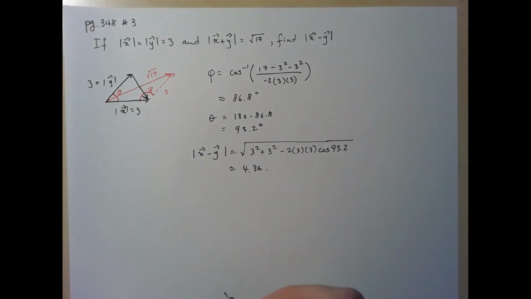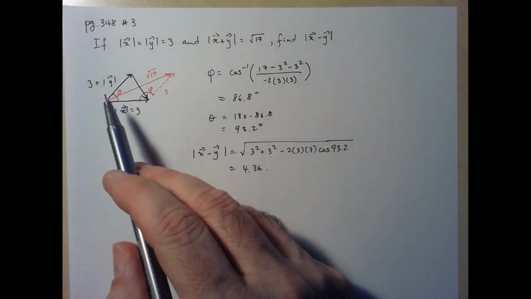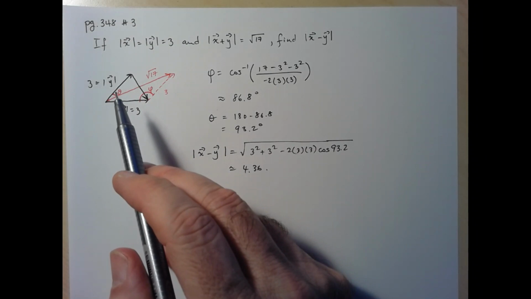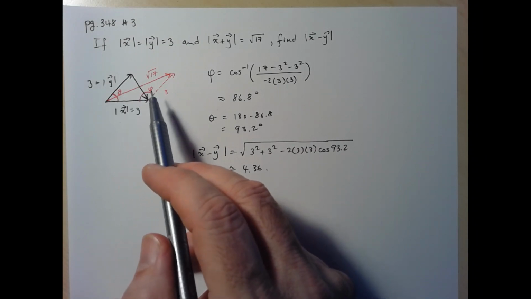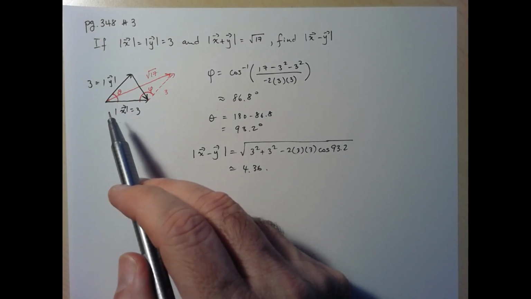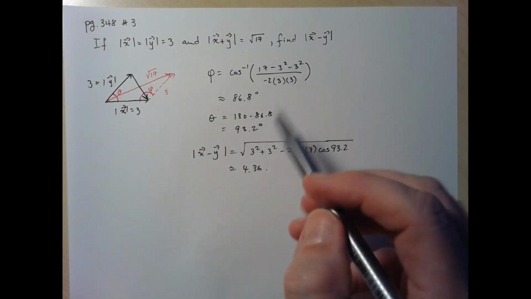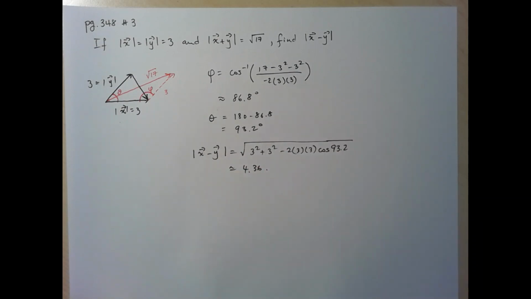So there you have it. This is one of those examples where, by understanding the relationships between vectors when we're adding or subtracting them, and understanding the differences in the angles and how they relate to the vectors, we're able to set up a diagram that allows us to use trigonometry to solve all these things. That's it for this one.